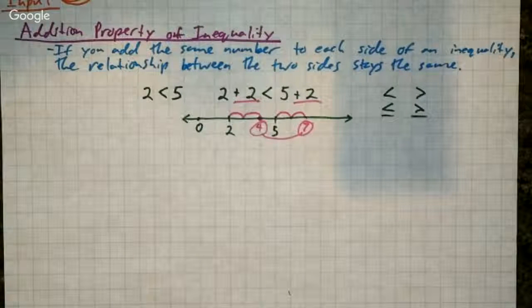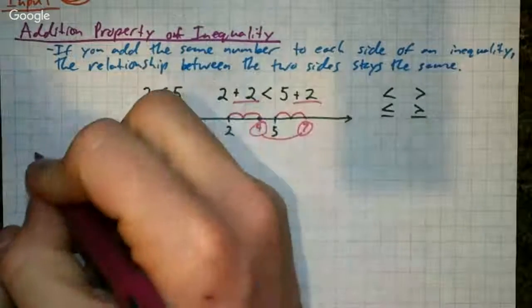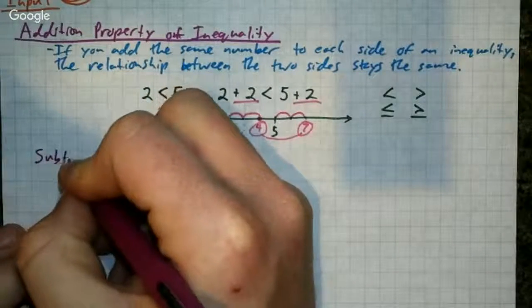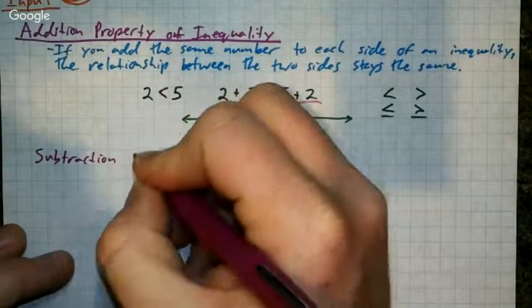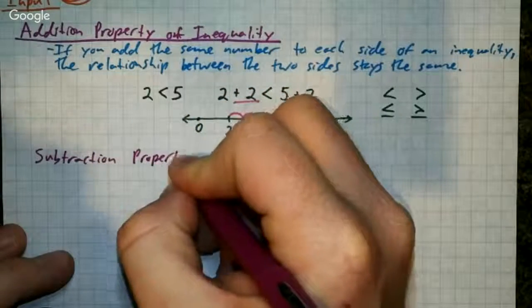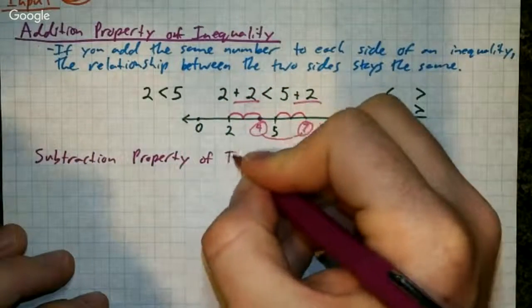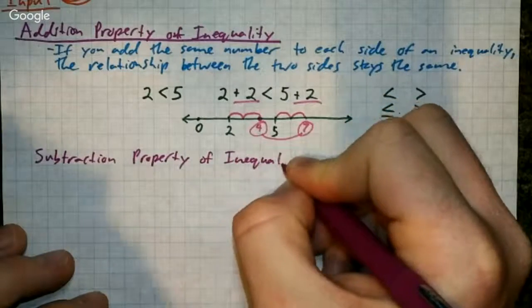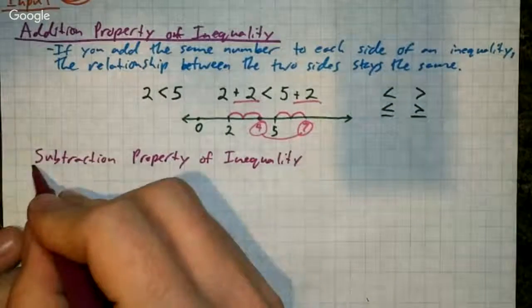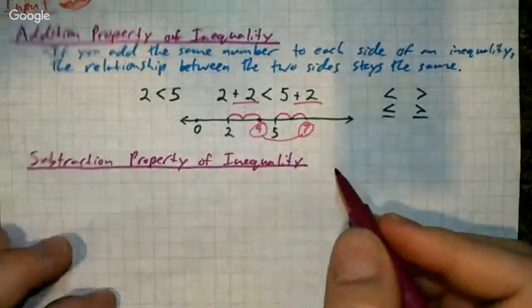Now I'm going to go ahead and move to the next one, which is going to be very similar. And the next one is the subtraction property of inequality. And I'm sure you can probably guess what this one's going to say.